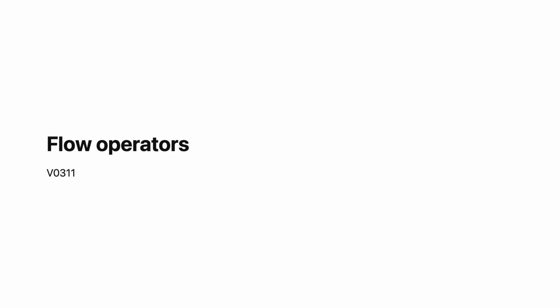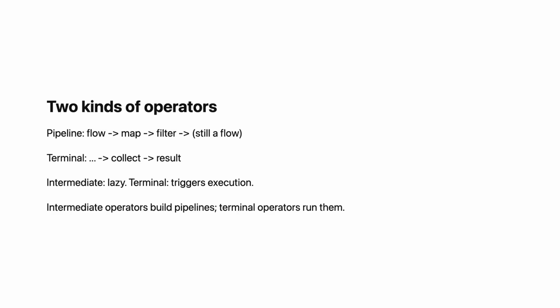Flow operators come in two kinds. Intermediate operators transform a flow into another flow. They are lazy. They do not start flow execution. Terminal operators start the flow and produce a result. They trigger execution. Collect is a terminal operator. You chain intermediate operators to build a pipeline. Then a terminal operator runs it. flow.map { transform }.filter { condition }.collect { process }. Map and filter are intermediate. Collect is terminal.